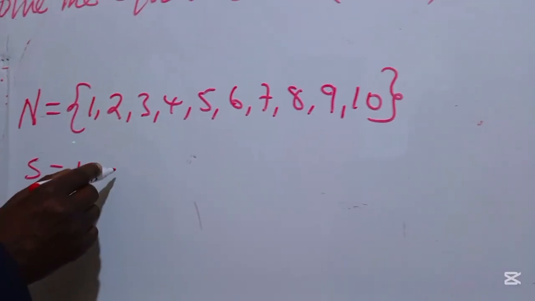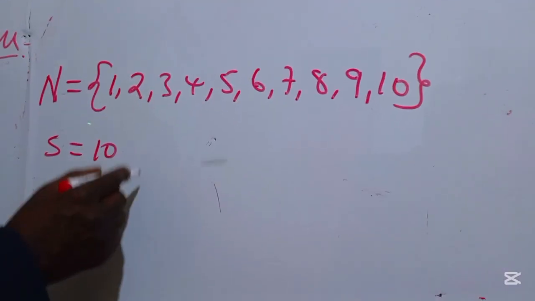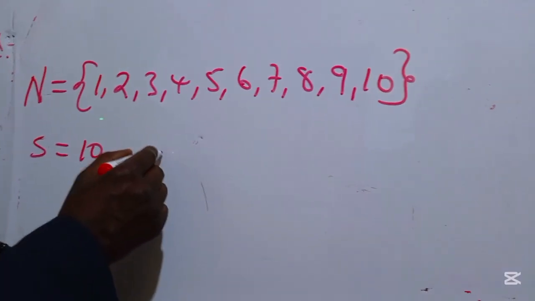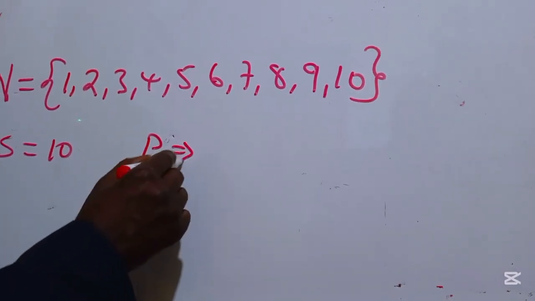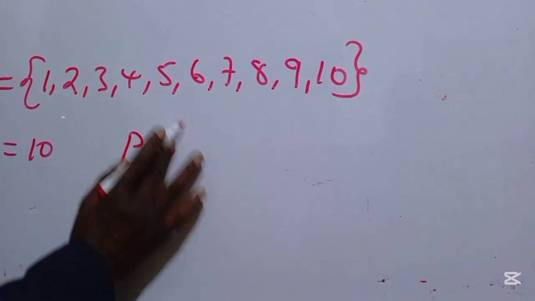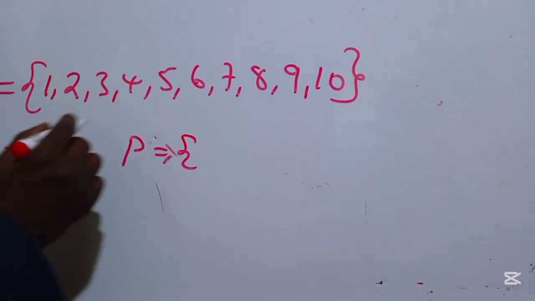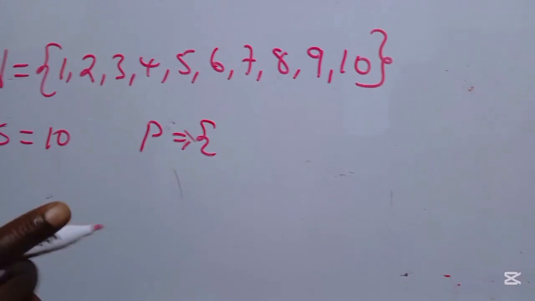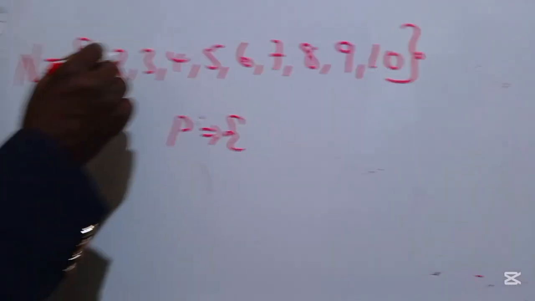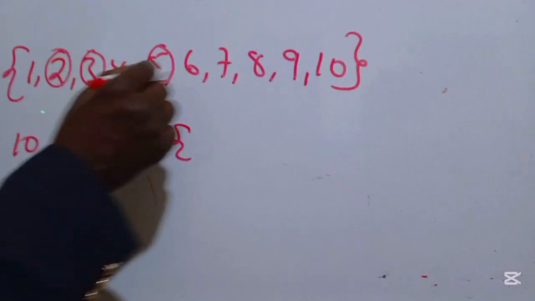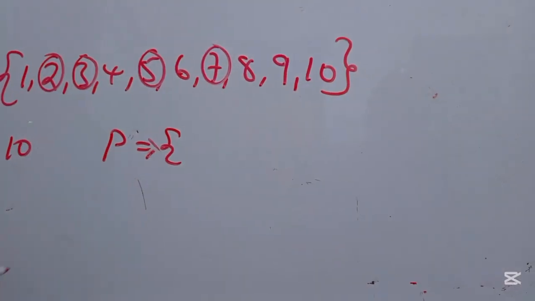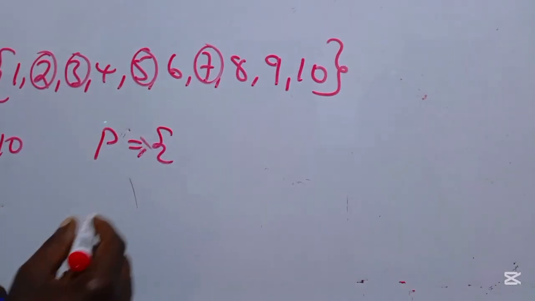So now what am I looking for? I'm looking for what we call prime numbers. How many prime numbers are here? I'm going to look at the set of prime numbers. A prime number is a number with only 2 factors, 1 and itself. So 2 is a prime number, 3 is a prime number, 5 is a prime number, 7 is a prime number. 9 is not a prime number.